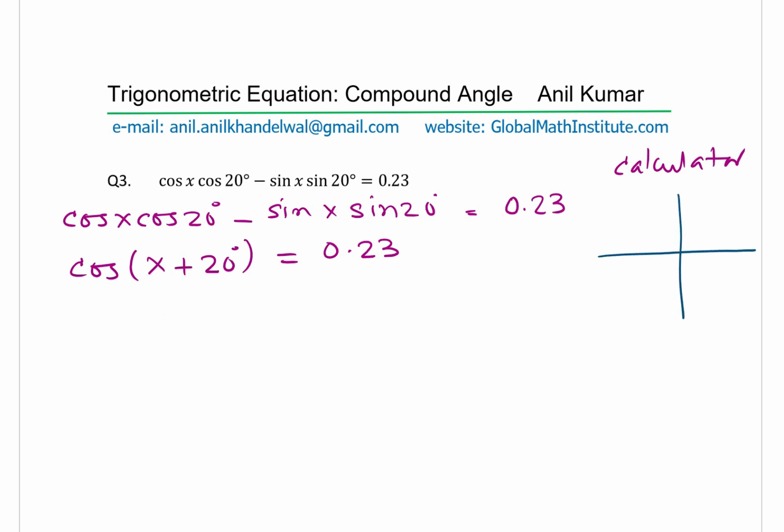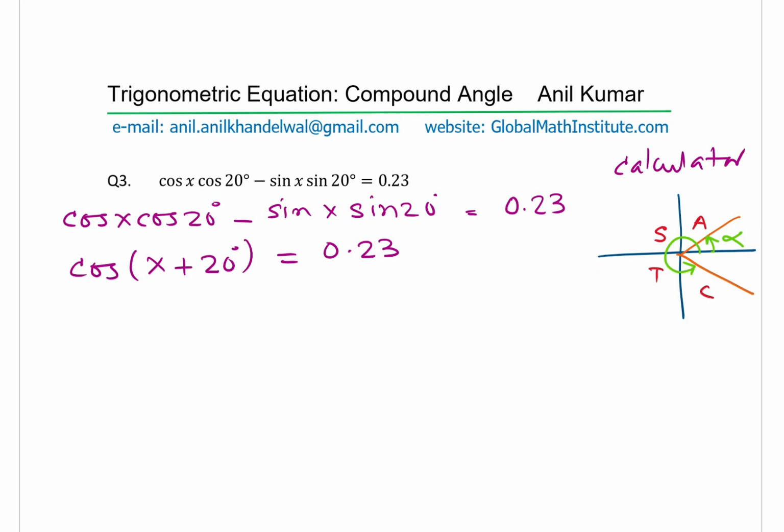Cosine positive means we are looking for two solutions which are either in quadrant 1 or in quadrant 4. Since we know that all are positive in quadrant 1, sine, tan, and cosine, those are the values we are looking for. So one of these angles is definitely the acute angle alpha. The other one is 360 minus alpha.